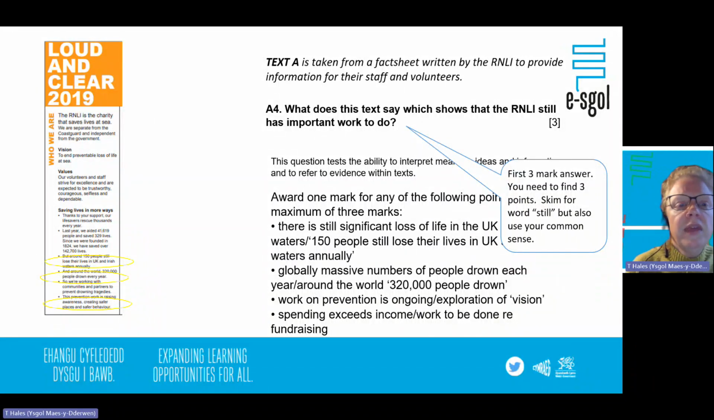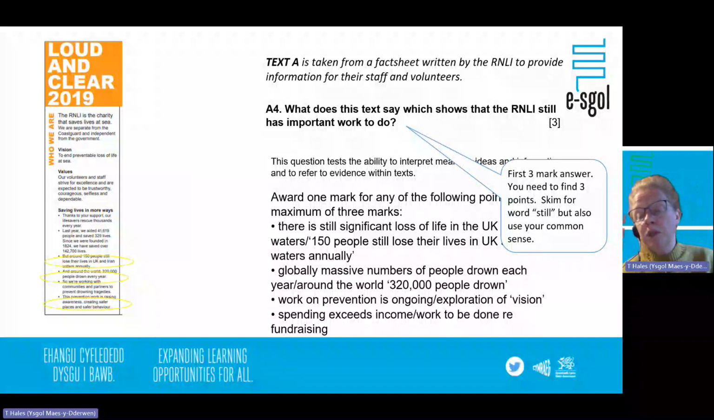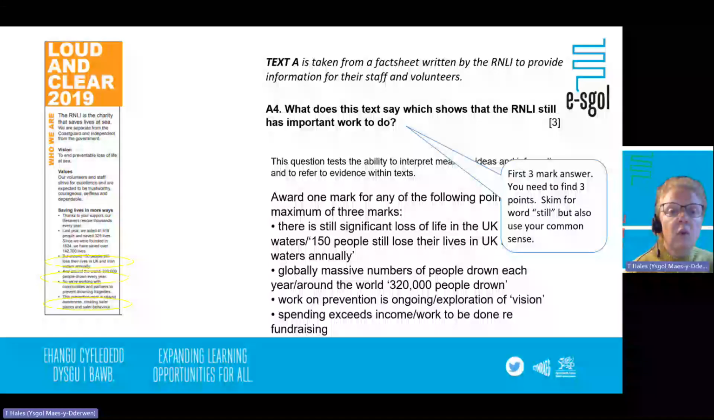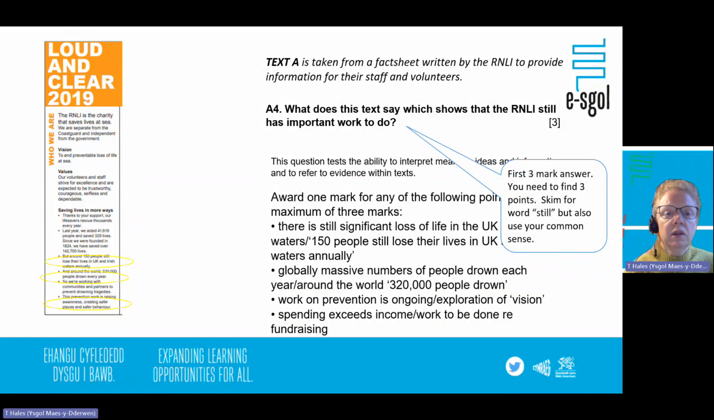The examiner will be given 4 or 5 options to give you marks from. So there are different things that you can say. And what you will find with this type of question is that they will reward valid alternatives. So if you find something that they don't have written down and it is valid, they will give you the mark for it. But on the whole, they're looking for 4 things: that there's still significant loss of life in the UK, that people still lose their lives, that massive numbers of people drown each year, that work on prevention should be ongoing, and that spending exceeds their income, that there's still work to be done regarding fundraising. So any of those 3 would get you 3 marks.